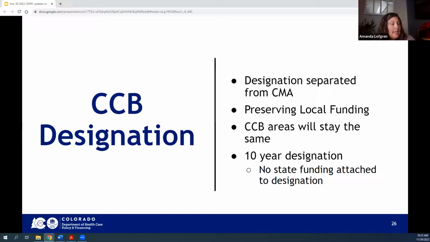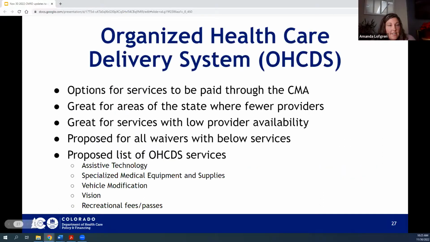So if we go to the next slide, Organized Healthcare Delivery System is a program that has historically been available only to individuals receiving intellectual and developmental disability waiver programs. In the future, we will have case management agencies acting as the organized healthcare delivery system and be responsible to purchase the items and services that are listed below when a willing and qualified provider is not available in a case management designated service area. The CMA, or case management agency, will become an enrolled provider and submit claims for reimbursements based on these prior authorizations.